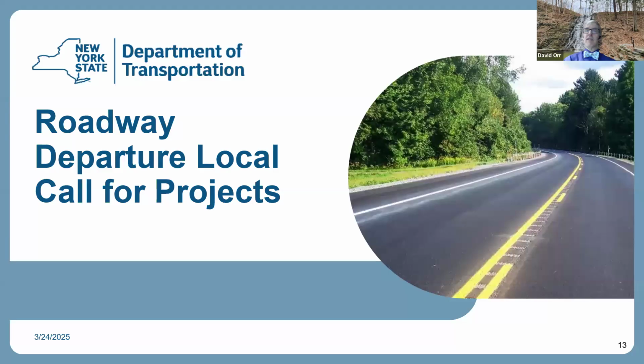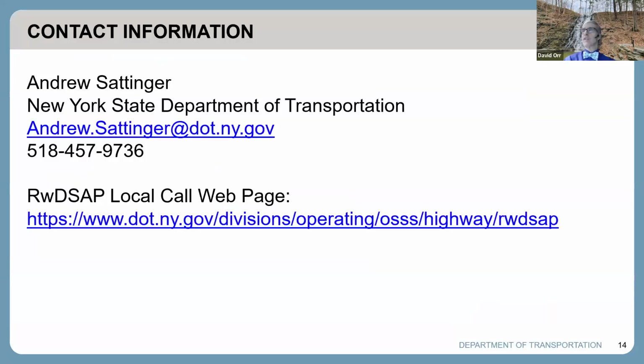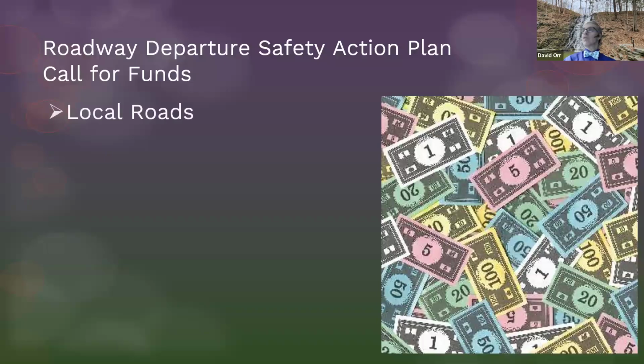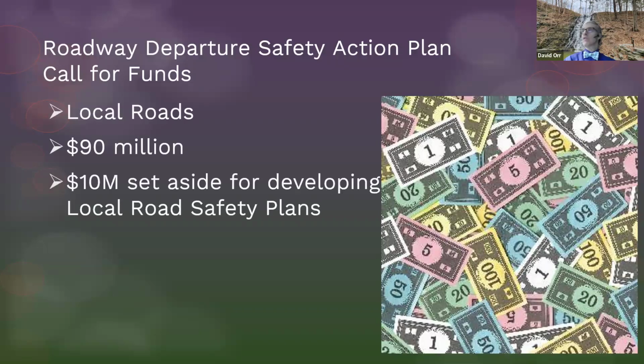And of course, I don't want to forget that there is a call for funds, $90 million. If you have any questions on that call for funds, we can help you out, but you can also send an email to Andrew Sattinger with the New York State Department of Transportation. And again, go to the local call web page, which has lots of good information. In fact, we'll be highlighting a few things on that website today. It's for local roads, it's $90 million, and $10 million is set aside for developing local road safety plans, which we've been talking about. It's due on June 13th, so you have a little over a month.